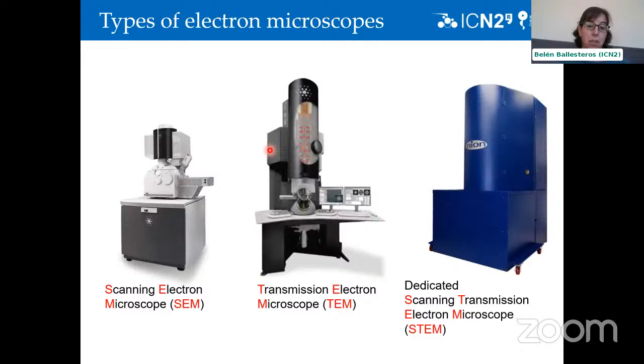So as you probably imagine, there are different types of electron microscopes, as I was explaining. So we have the SEM, this one is a scanning electron microscope. Then we have the transmission electron microscope, and then we have dedicated scanning transmission electron microscopes, which are not so common. They are a bit more scarce. There are not so many around the world. But this technique, STEM, can be done both in a TEM or in an SEM, with special detectors.